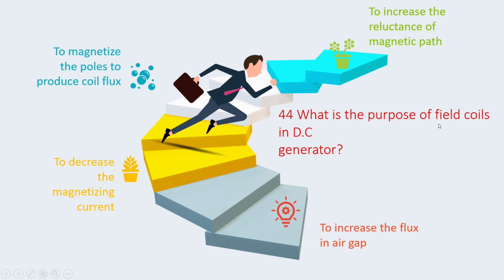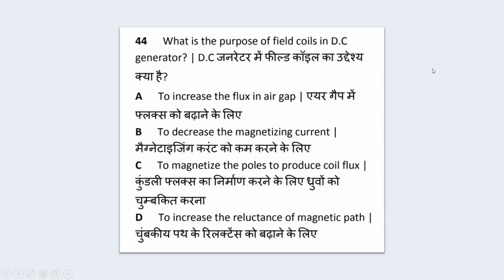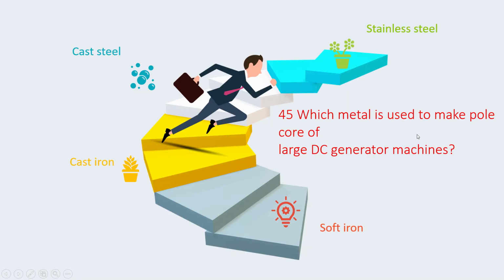What is the purpose of field coils in a DC generator? To increase the flux in the air gap, to decrease the magnetizing current, to magnetize the pole to produce the coil flux, to increase the reluctance of magnetic path. The answer is to magnetize the pole, to produce the coil flux.